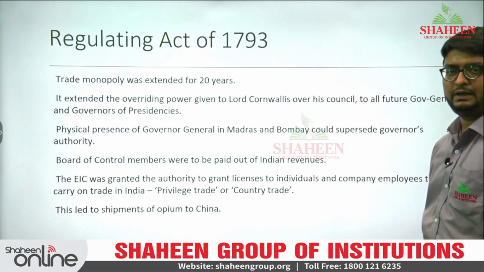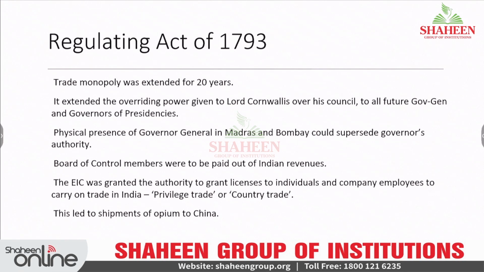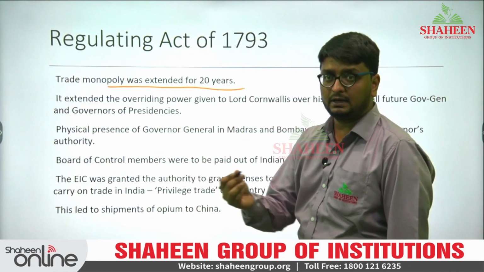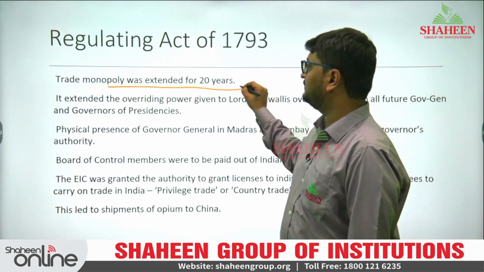So let us go to the next, the Regulating Act of 1793. Here you can see the trade monopoly was again extended to 20 years. One of the common features among the starting regulating acts is that a 20 year extension of trade monopoly will be there. It means that for the next 20 years the East India Company will have the trade license to do trade in India. It was a very important aspect of regulating acts.